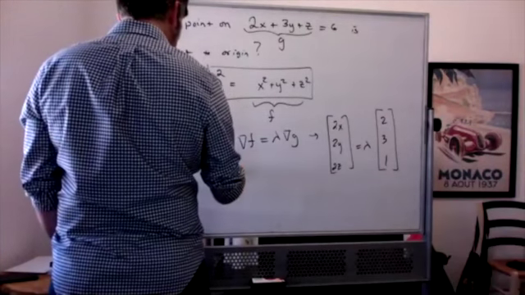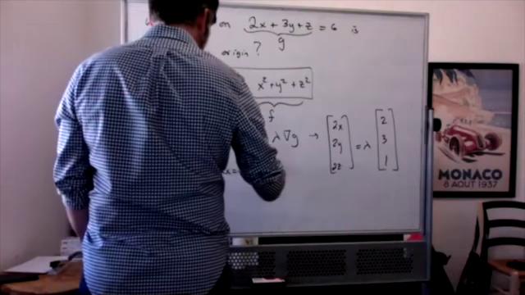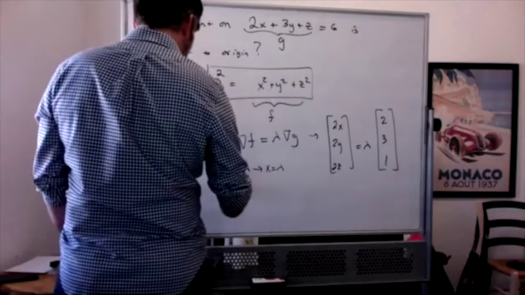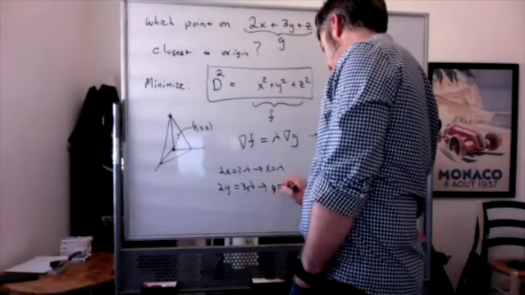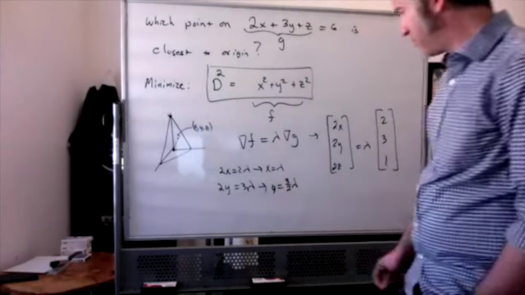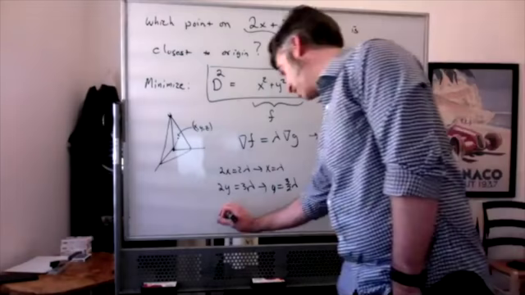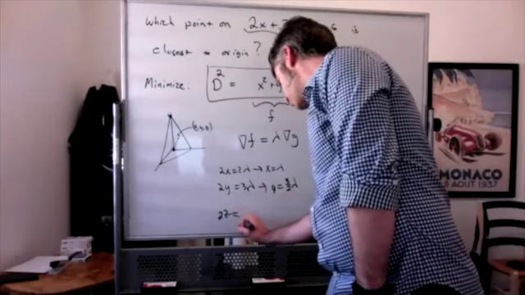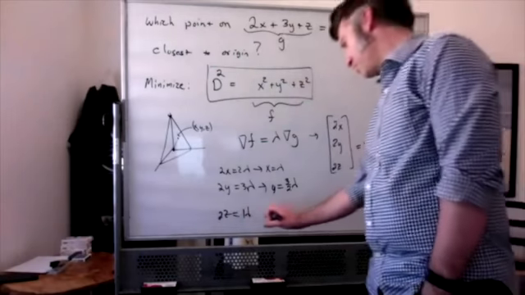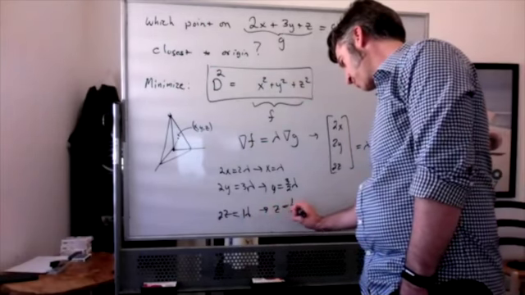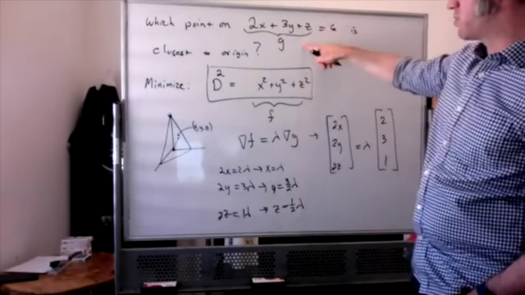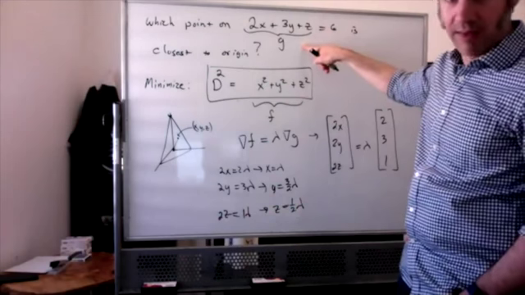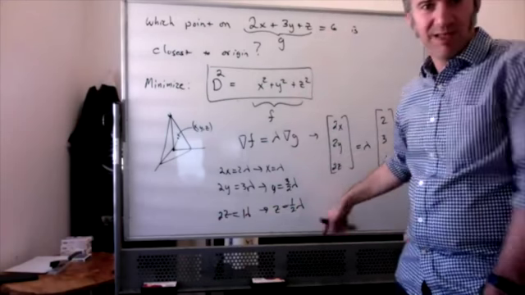So writing out the equations, I get 2x equal to 2 lambda, so x equals lambda. I get 2y equal to 3 lambda, so y equals 3/2 lambda. And then 2z equals 1 lambda, so z equals 1/2 lambda. Then I'm going to plug all those into my constraint, solve for lambda, and then solve for x, y, and z.